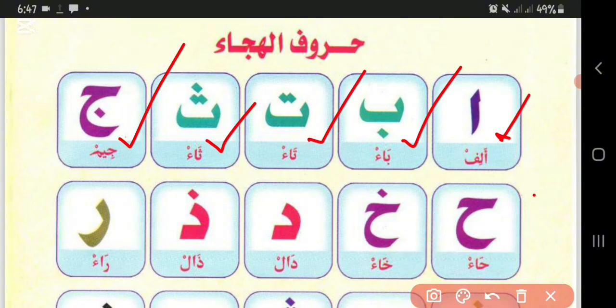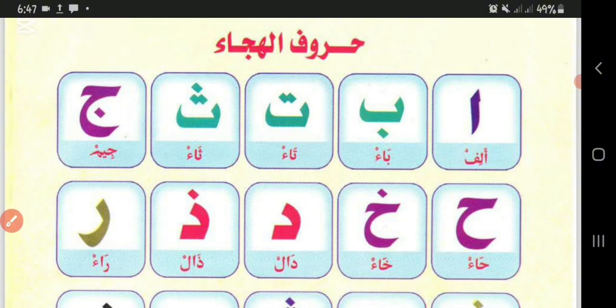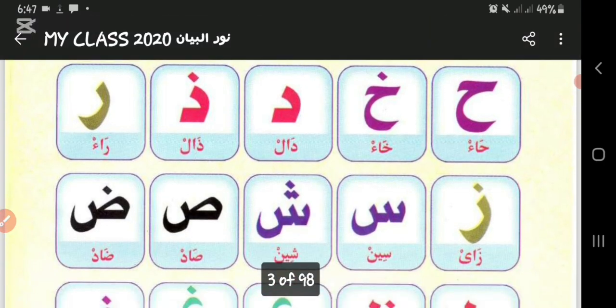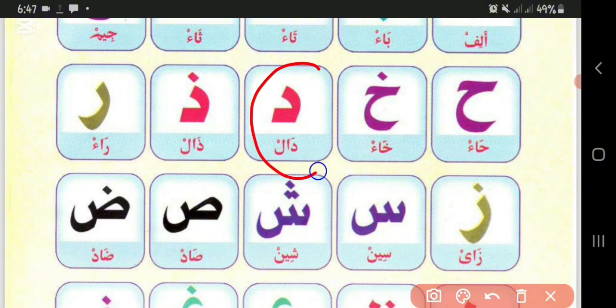Now today, we want to look at some of the following letters. The first one is this one, which is Dal. Let's note how this letter looks like. It looks like a greater down sign, so without a dot. If it does not have a dot, then it is Dal.